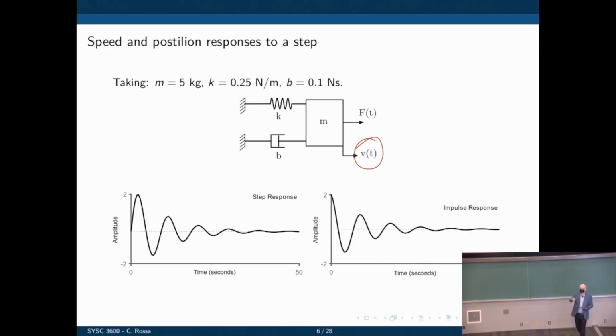So we are applying a force with a step, stretching the spring, and eventually that stops. When that stops, the speed is 0, which is what we see here. The same goes for the impulse response. If you slap the mass, we create a spike in the speed and then it oscillates back and forth before it settles at a given point.